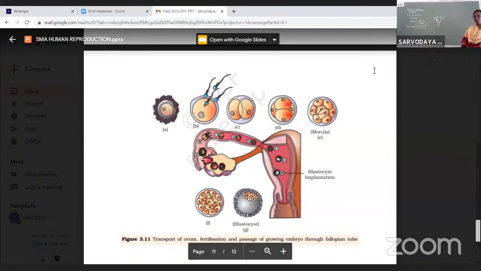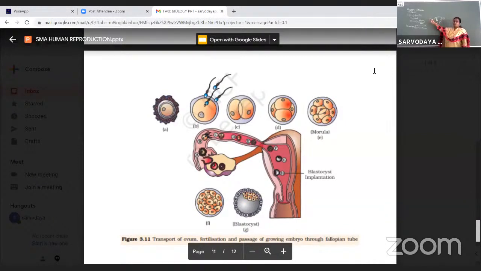Now, once implantation is completed, it is followed by what is known as pregnancy. Pregnancy begins after the process of implantation, or simply, implantation marks the beginning of pregnancy.